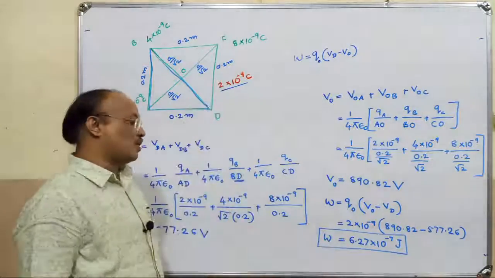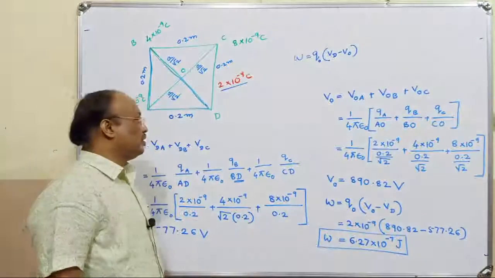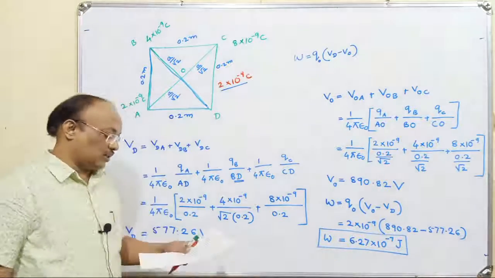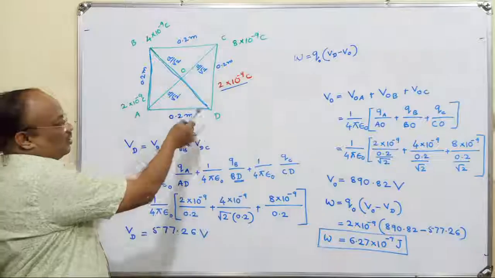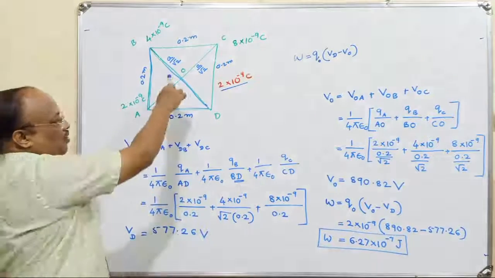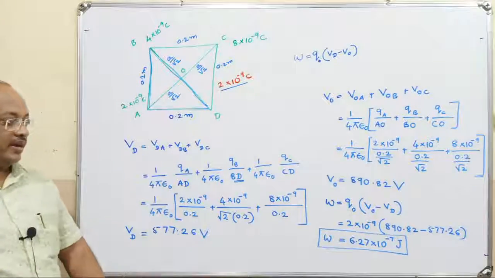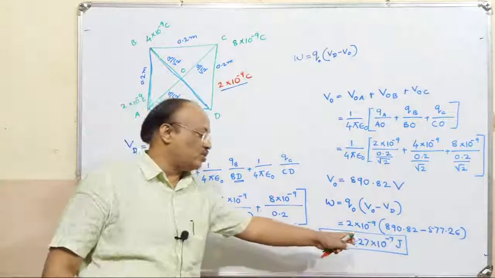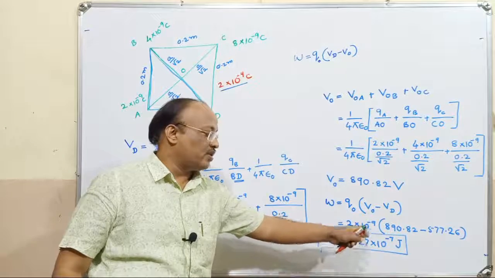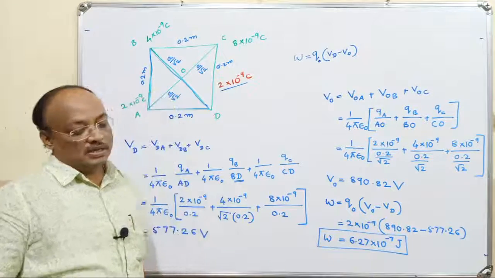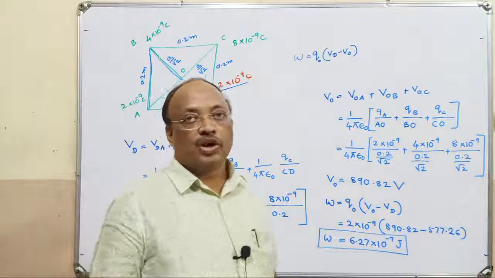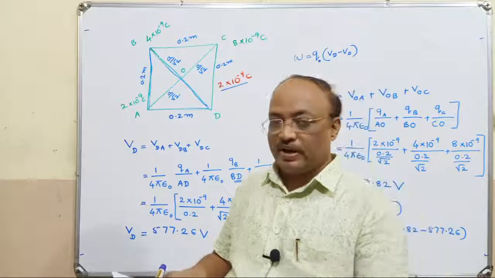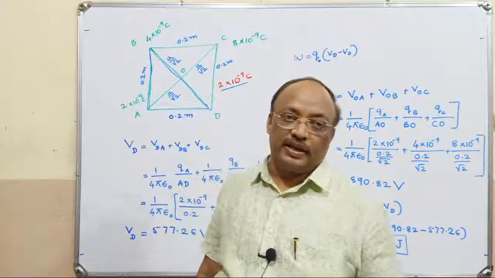So what amount of work you have to do here to move a charge from this one point to other point, it will be 6.27 into 10 to the power of minus 7. So we'll stop here, and remaining problems we'll solve in the next class.